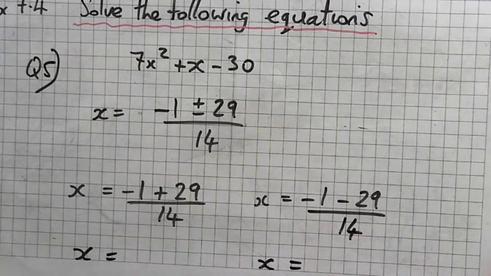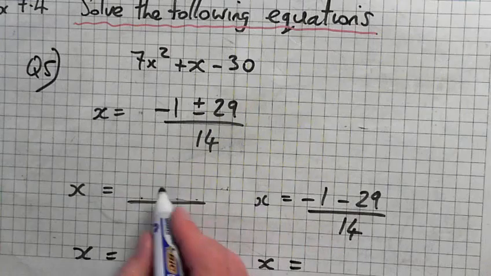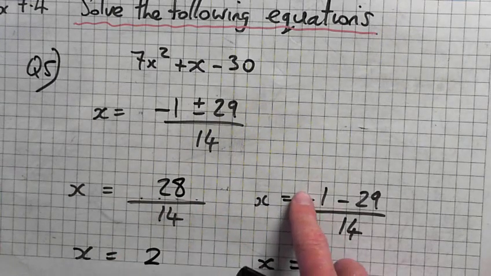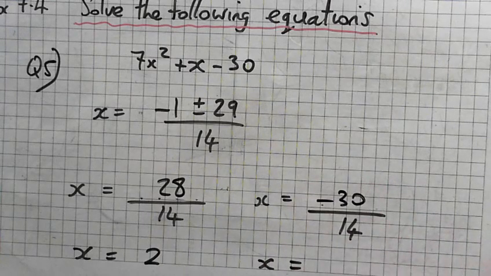Use your calculator. So we've got 28 over 14, which is 2. And over here we've got minus 30 over 14. And you can use your calculator to get that answer. Minus 30 divided by 14. Minus 15 over 7.